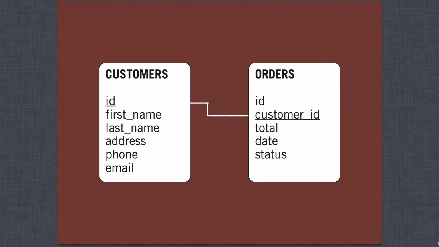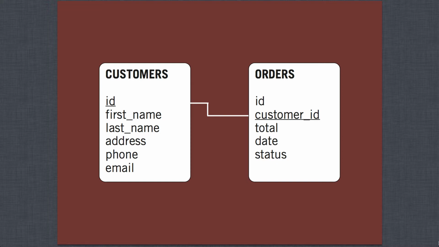For example, our customers table would have columns called ID, first name, last name, address, phone, and email. And our orders table would have ID, customer ID, total, date, and status. The ID is the primary key of the customers table, and customer ID is the foreign key on orders.